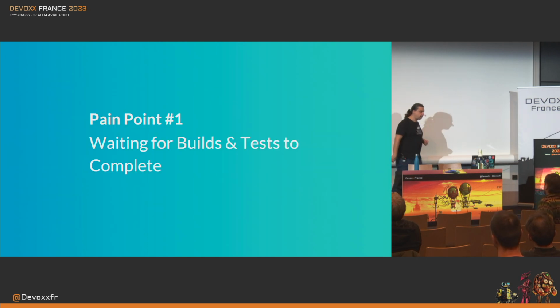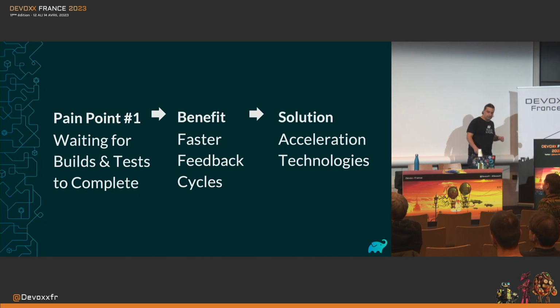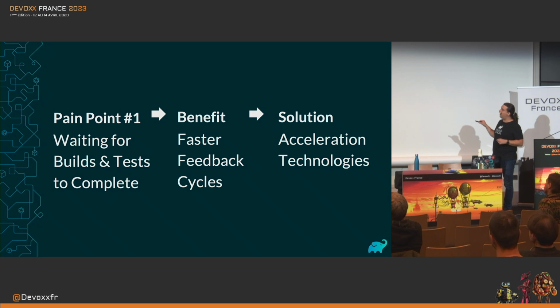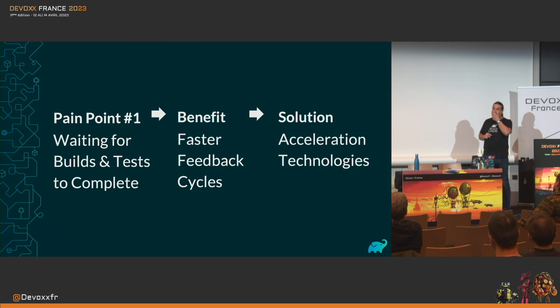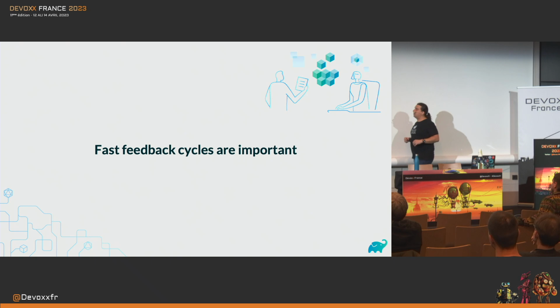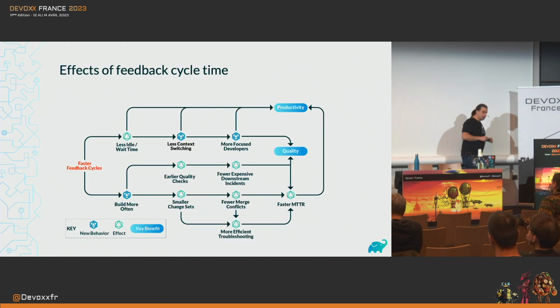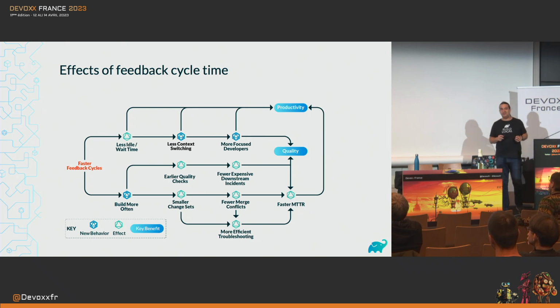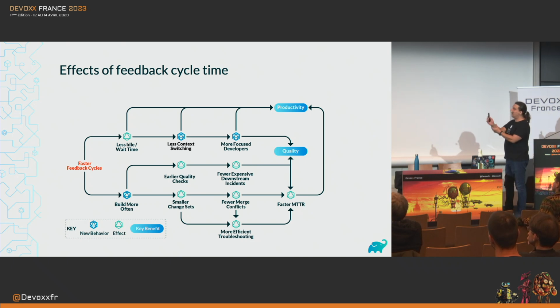Okay. So pain point number 1, waiting for builds and tests to complete. This is the pain. This is the benefit or outcome. And we want to use build acceleration technologies to achieve this. Okay. So fast feedback cycles are important, right? We've talked about this a bunch. Let's break it down. There are some obvious new impacts to improving cycle times, and I would say some less obvious ones, right? Faster feedback cycles, well, less idle and wait time.